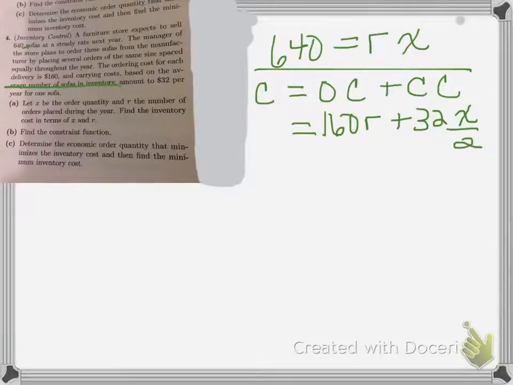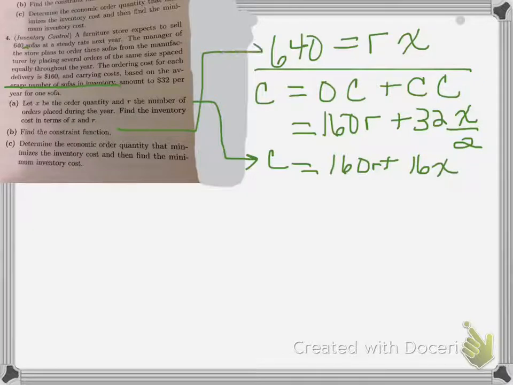So let's clean this up just another step. So cost is going to equal 160R plus 16 times X. All right. Let X be the order quantity and R the number of orders placed during the year. Find the inventory cost in terms of X and R. Okay, so that is your unadjusted objective function, and it's right there, so that satisfies A. Find the constraint function. The constraint function had to do with how much inventory they need to have for the whole year, and that's right there. Determine the economic order quantity that minimizes the inventory cost, and then find the minimum inventory cost.